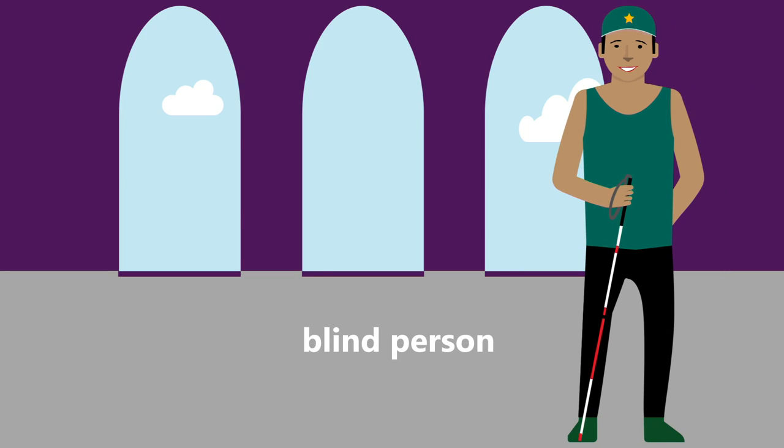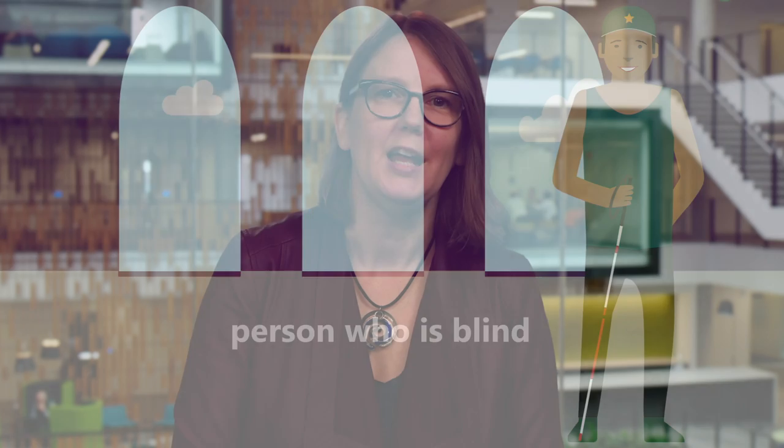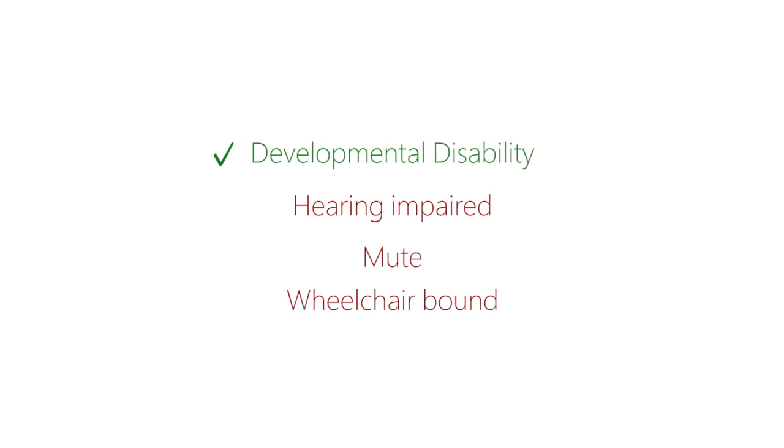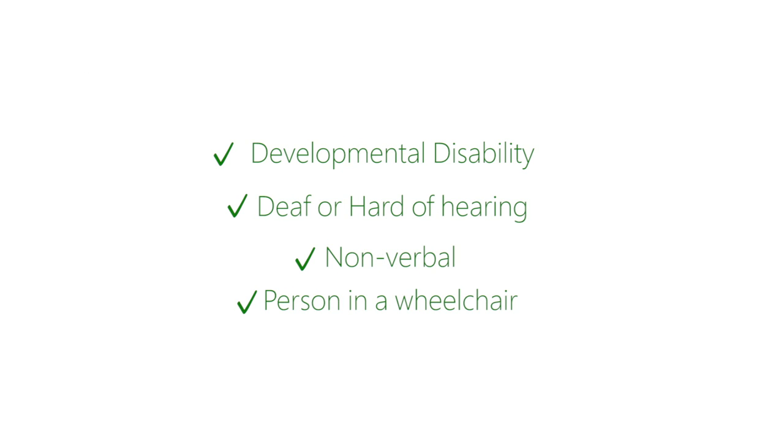Instead of identifying a person by their disability, like "that blind person," switch it around: "the person who's blind." If you remember to put the person first, the rest will fall into place. Just avoid outdated terms. And I hate to say these words, but words like retard, hearing impaired, mute, or wheelchair bound.